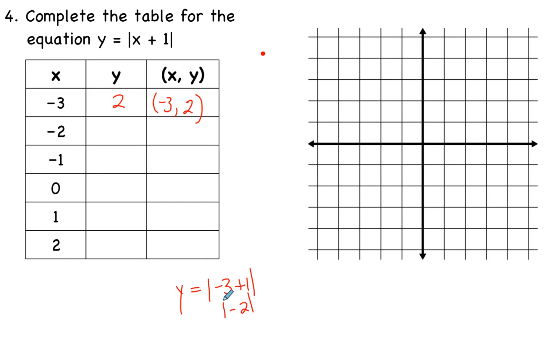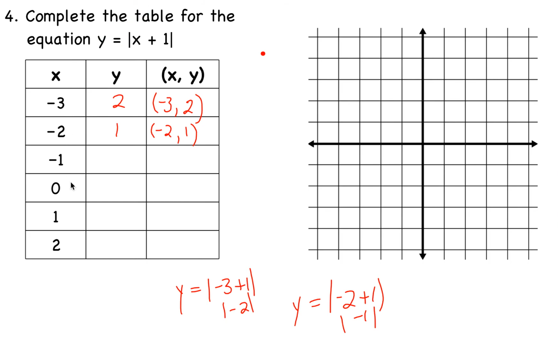What if we put in a negative 2? y equals the absolute value of negative 2 plus 1. Negative 2 plus 1 is negative 1. That gives us a positive 1, right? So we have negative 2, comma 1. You can probably hear my dogs in the background.